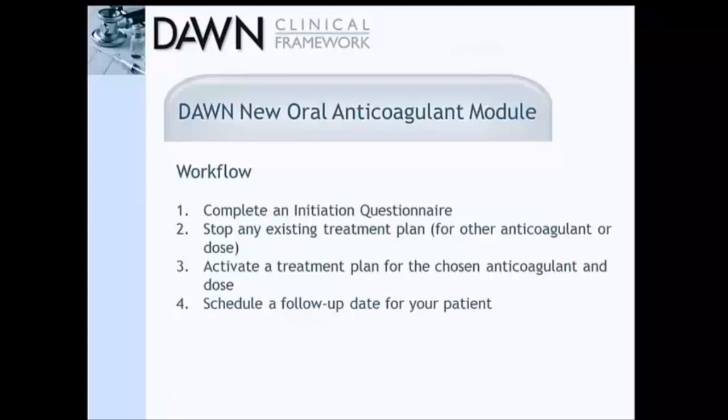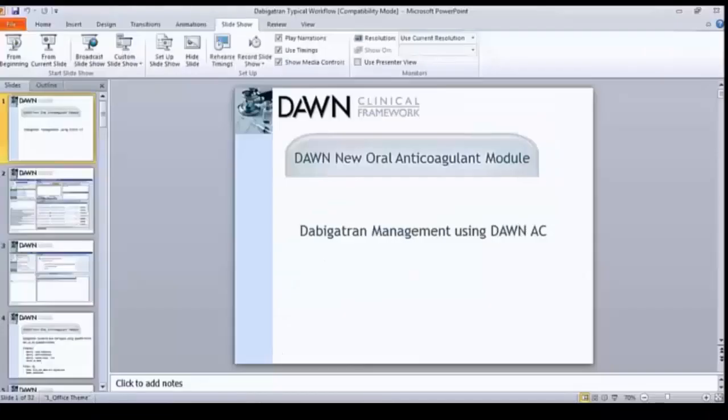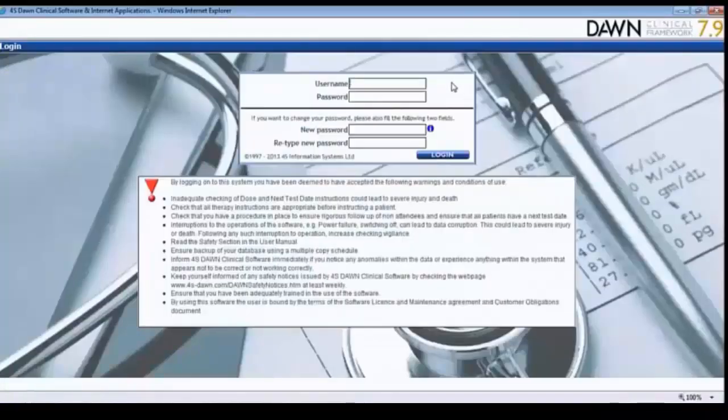If they are, we then stop any existing treatment plan for the patient if they have one, and we then activate a new treatment plan with our correct dose of Dabigatran. The last step here is we schedule a follow-up date for the patient. So are we going to see them again in, say, 6 months or a year's time? If we are, we can schedule that into Dawn. And let's start a patient on Dabigatran.